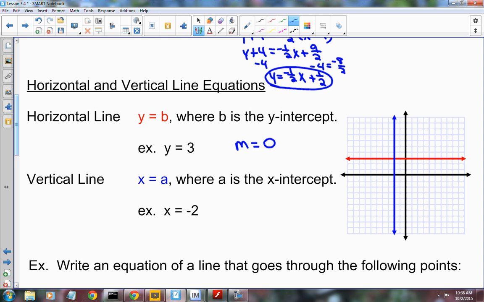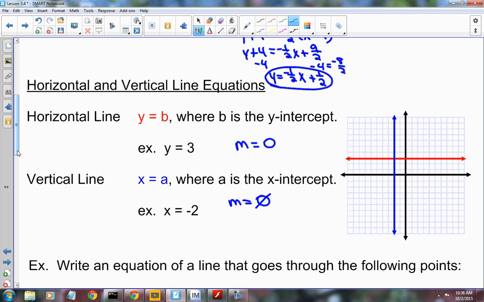Now, what's the slope of a vertical line? The slope of a vertical line is undefined, and it goes through the x-axis. So it is always x equals whatever the x coordinate is. This one's going through negative 2, so it's x equals negative 2. If you cut the x in half, it makes a v, so that tells you it's a vertical line, which is an undefined slope.